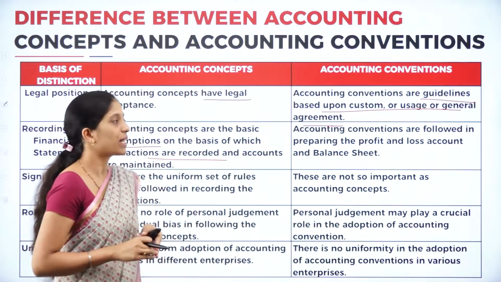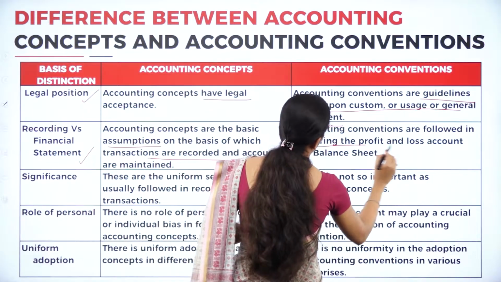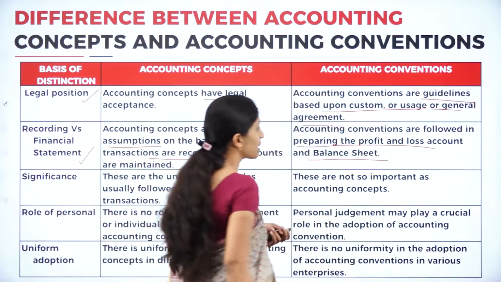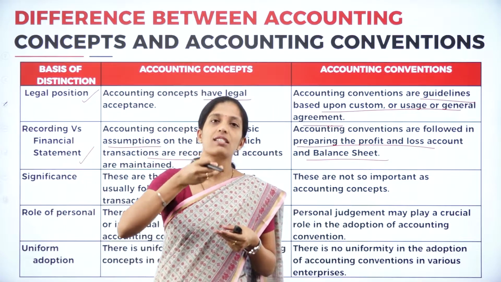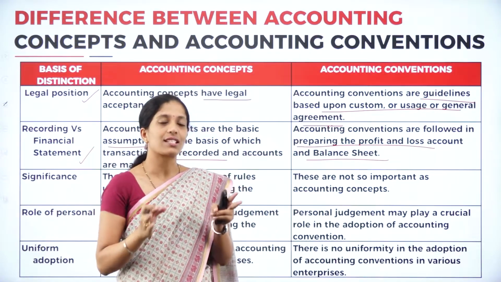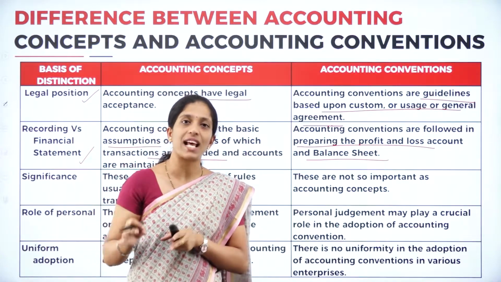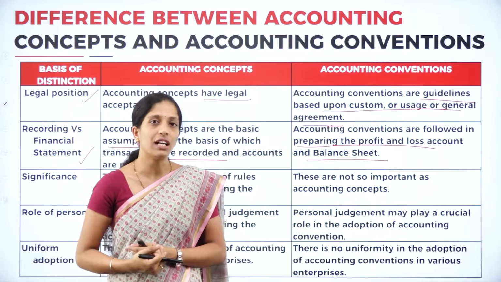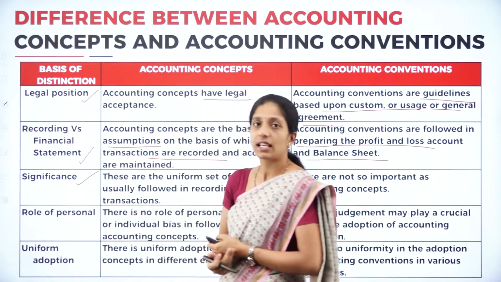Whereas accounting conventions are followed in preparing the profit and loss account as well as the balance sheet. So accounting concept is used at the stage of recording itself, whereas accounting conventions are used in the preparation of the profit and loss account and balance sheet at the end of the financial year. Next, coming to the next difference, that is significance.